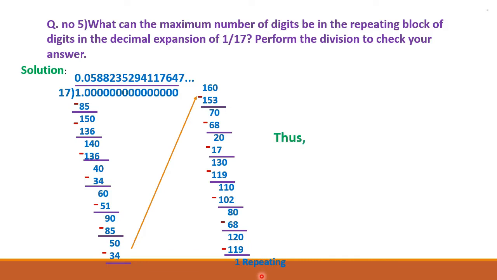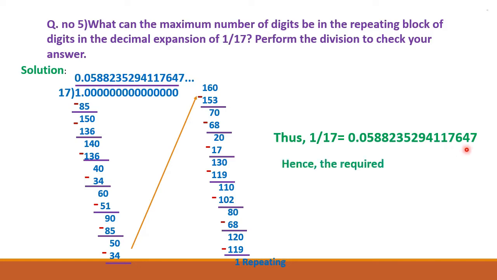Thus, 1 by 17 is equal to 0.05882352941176647. Hence, the required number of digits in the repeating block is 16.